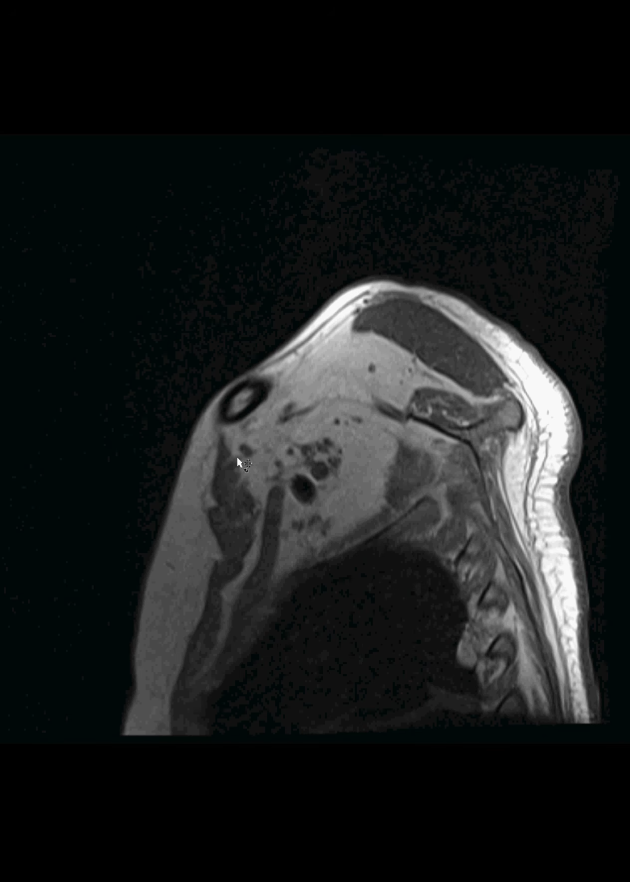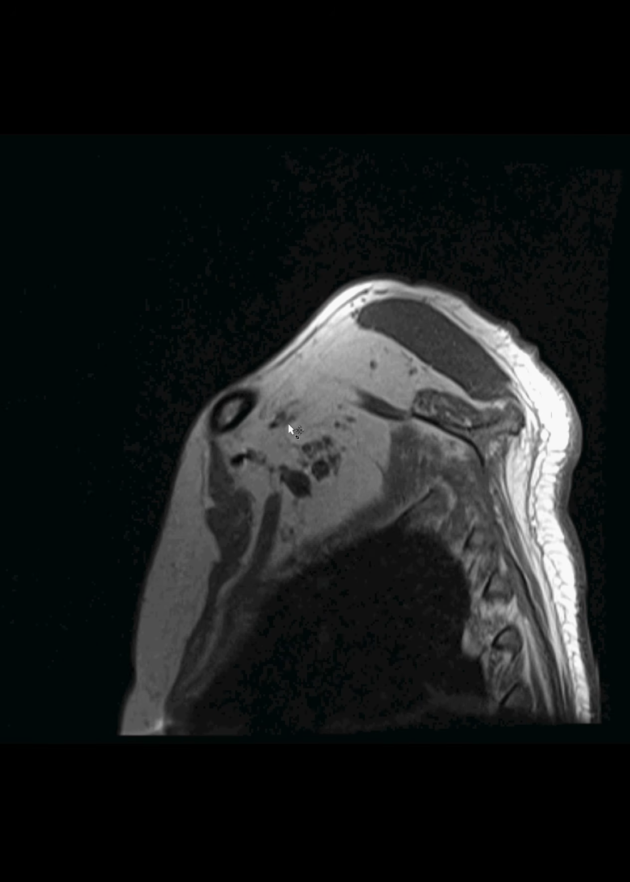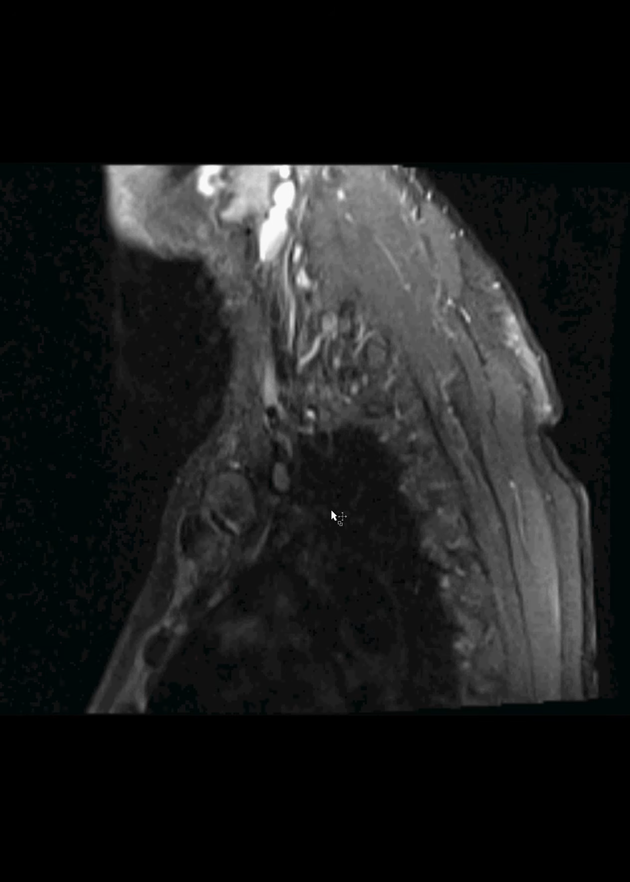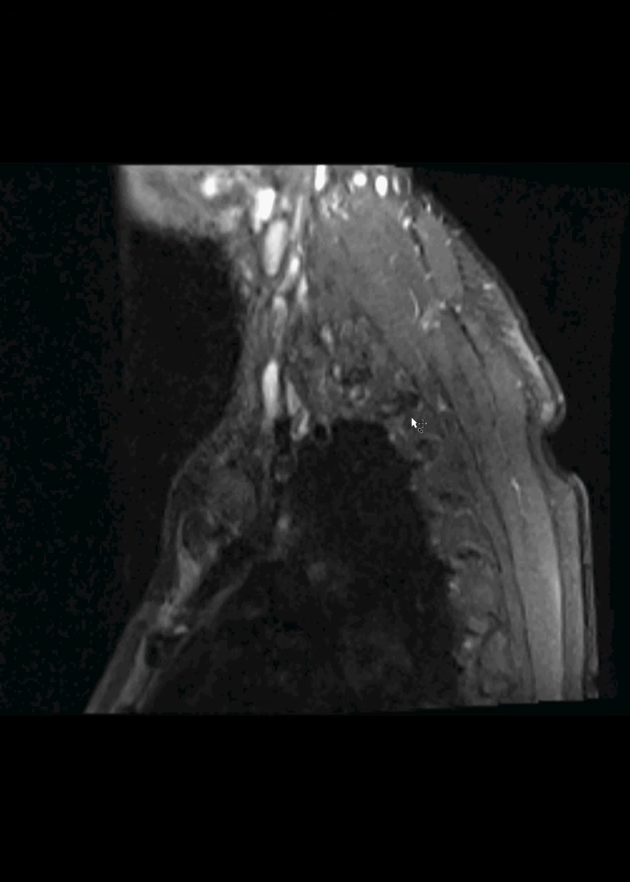So sagittal is very important for anatomic definition. We see the nerves of the plexus with fat around them, helping to define where they are. We also get a sagittal STIR where sometimes it's harder to see them, but sometimes you can see the nerves as they're coming out of the spine, these little bright dots. See those? As we follow them down, these are the nerves of the brachial plexus.